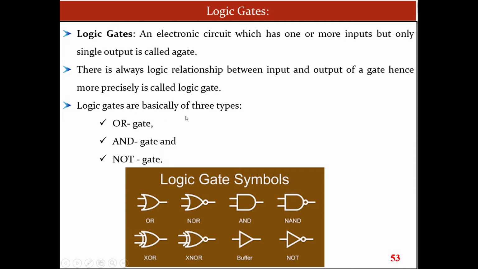Logic gates are basically of three types: OR gate, AND gate, and NOT gate. The symbol for the OR gate is this one, the symbol for the AND gate is this one, and the other one is the NOT gate. Based on these, we can also have the NOR gate, NAND gate, exclusive OR, exclusive NOR, or buffer. These are the important logic gates.